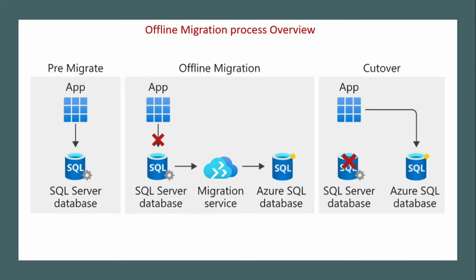The offline migration, if you see here in the pre-migrate, the app is connected to the database and all is fine. And then offline migration is making it get disconnected from the app. The DB is stopped and disconnected from the app, and then the migration service comes into action, and then it is pushed to the target database. And once it is ready at the target database, then the connection strings and other things would get changed and put to the target, not to the source. This is offline migration. So here there is a downtime.